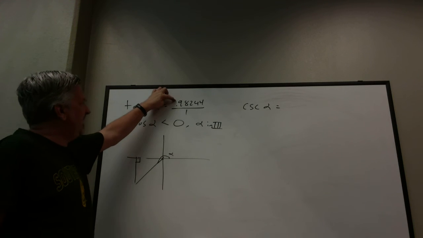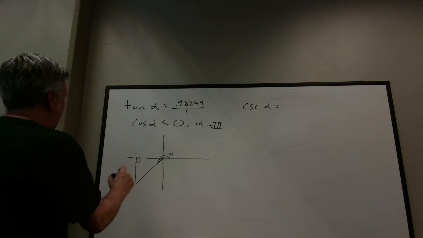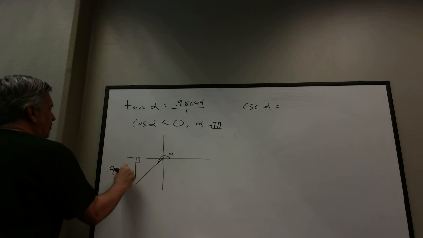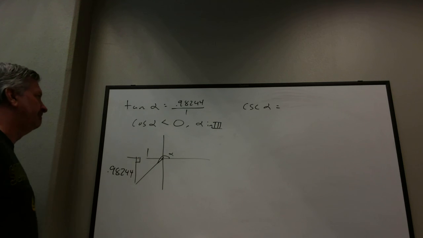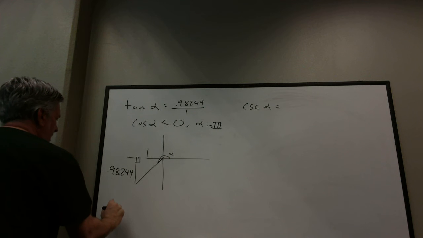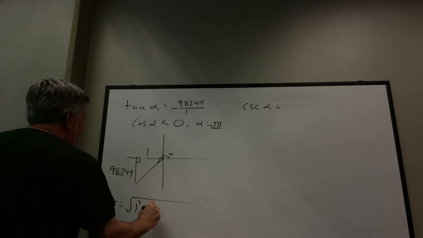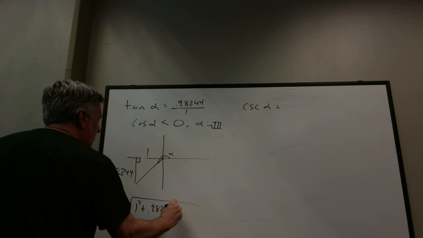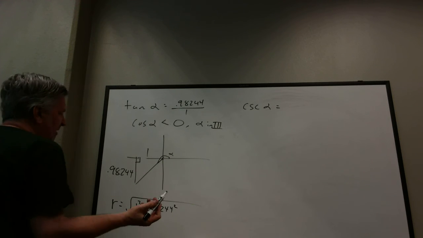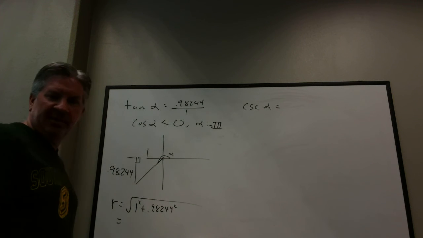Okay, so now what's tangent? Tangent's opposite over adjacent, or y over x. So 0.98244 and 1. And now we need to figure out r. Well, we know how to do r. R is the square root of 1 squared plus 0.98244 squared. And again, I'm not going to do exact here. This is probably a rounded number, so I'm just going to punch this in the calculator and get a number.